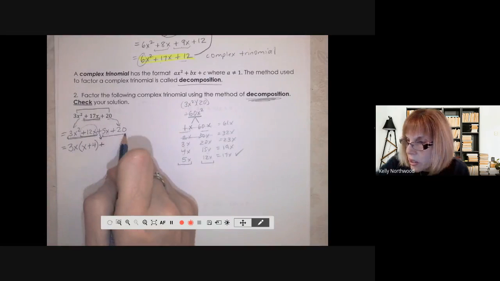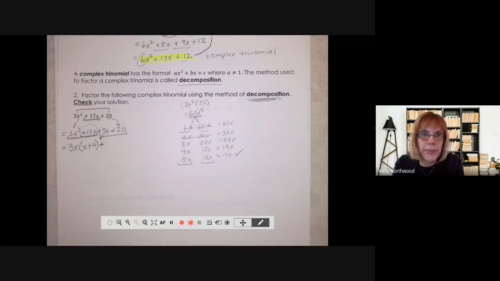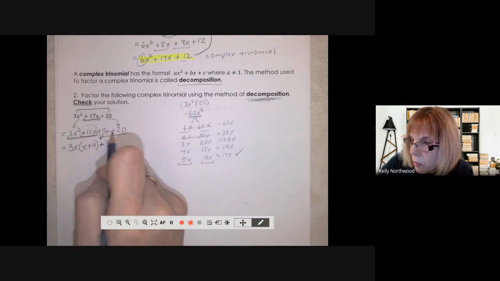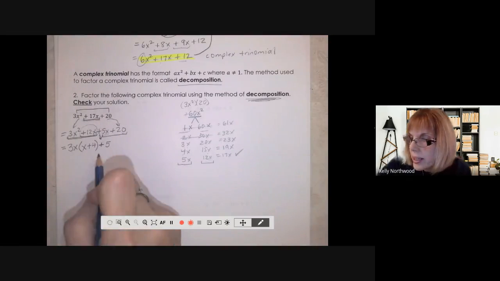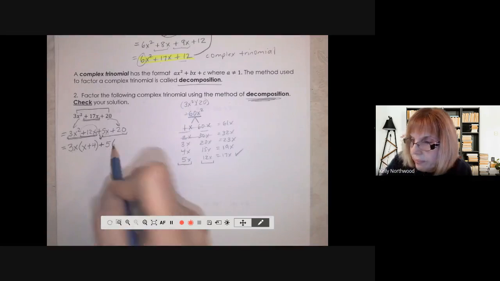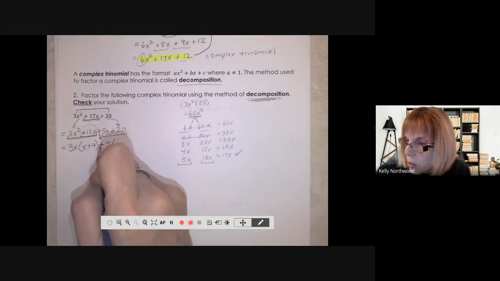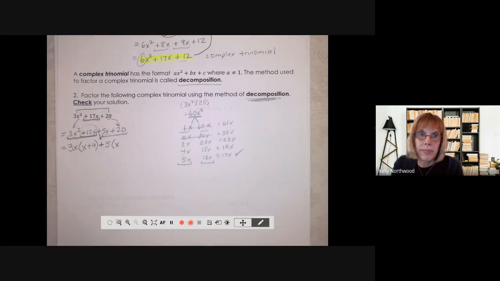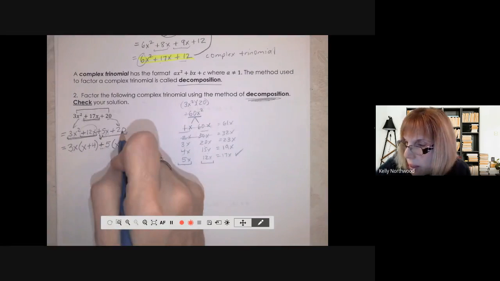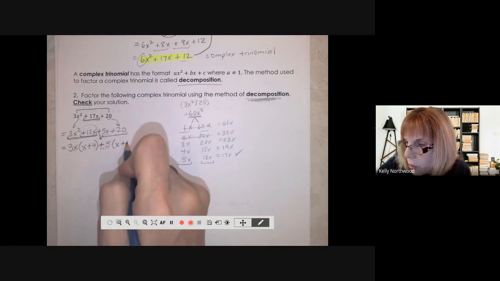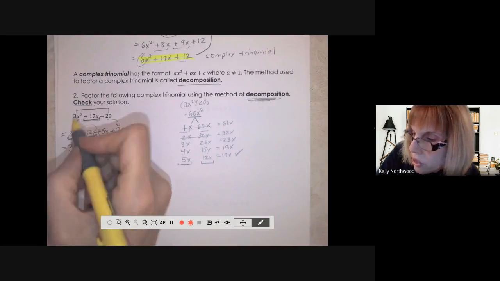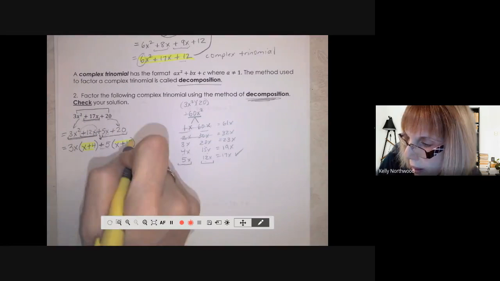And then I look at my second two terms, 5x and 20. And I see what's in common with just those two terms. Well, I know 5 goes into 20. Both of them don't have an x, so my common factor is positive 5. So then I'm thinking, what do I multiply positive 5 by to get positive 5x? X. What do I multiply positive 5 by to get positive 20? Positive 4. So if you've done the first two steps correctly, a good check is that your binomials will match.